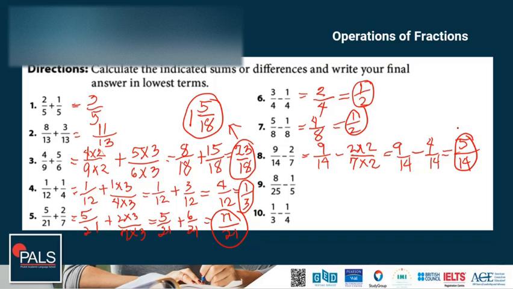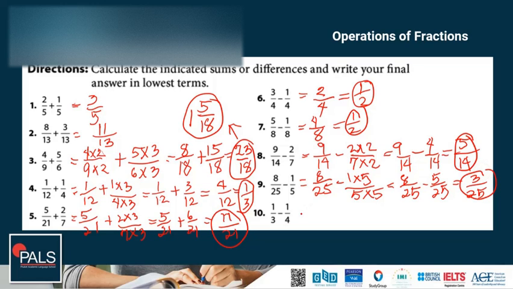Number 9, 25 and 5, or 8 over 25 minus 1 over 5. 25 can be divided by 5, so we will use 25 as the common denominator. So 25, 8 over 25 minus 1 times 5, because 5 times 5 is 25, equals 8 over 25 minus 5 over 25. The answer is 3 over 25.